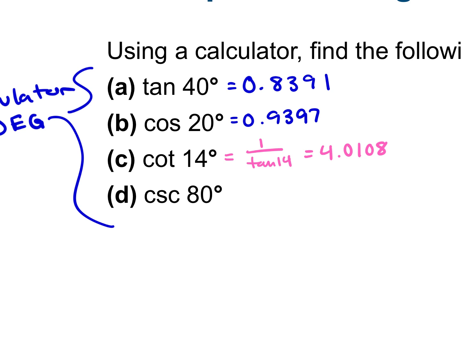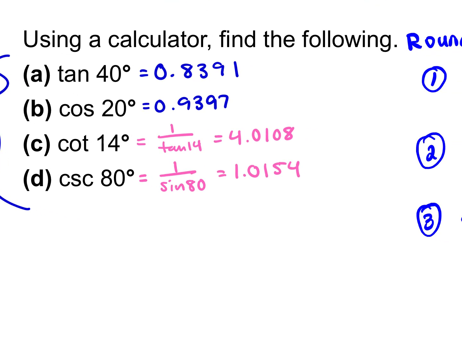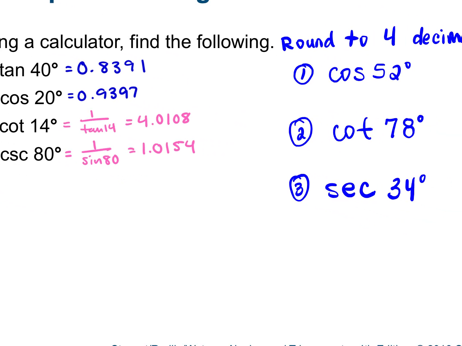Any questions on that one? Cosecant. We don't have a cosecant button in our calculator. Cosecant's the reciprocal of which trig function? Sine. Perfect. So we're going to do 1 divided by sine of 80. We're going to put this into the calculator. 1 divided by sine of 80, and you should get 1.0154. Any questions there?